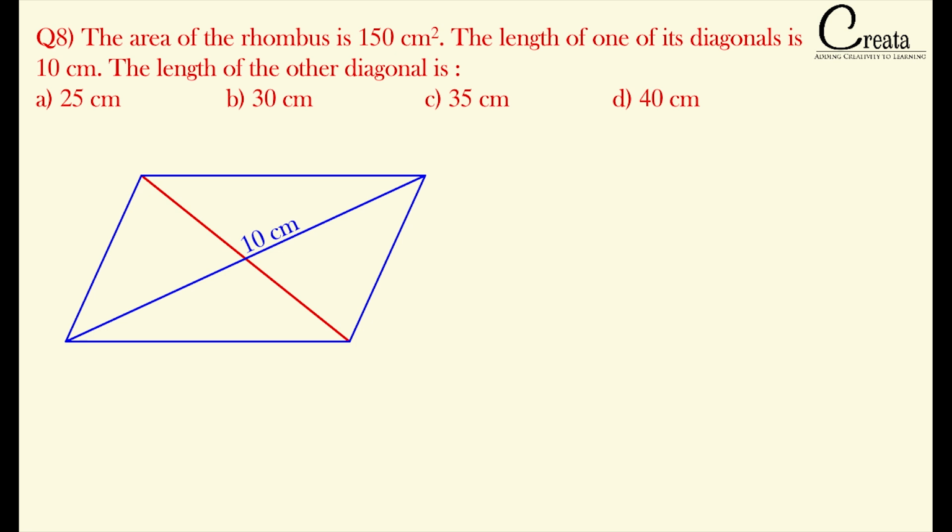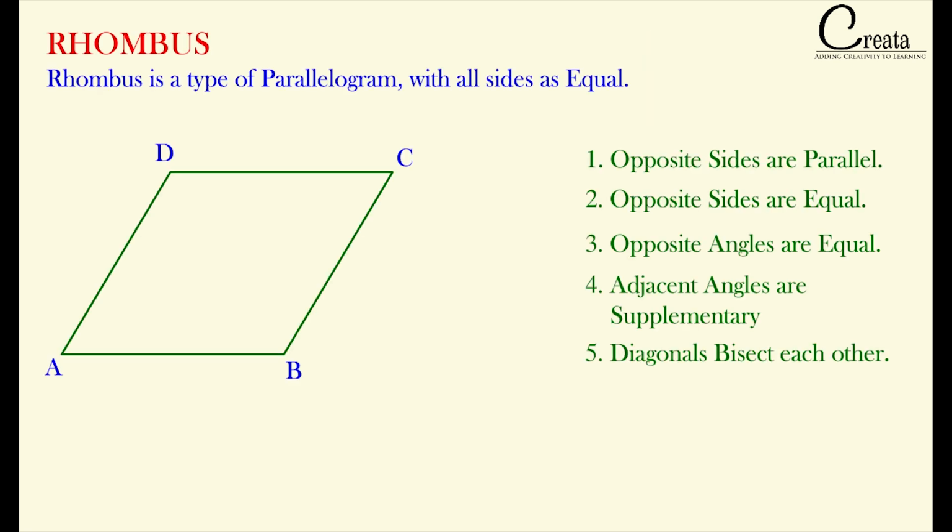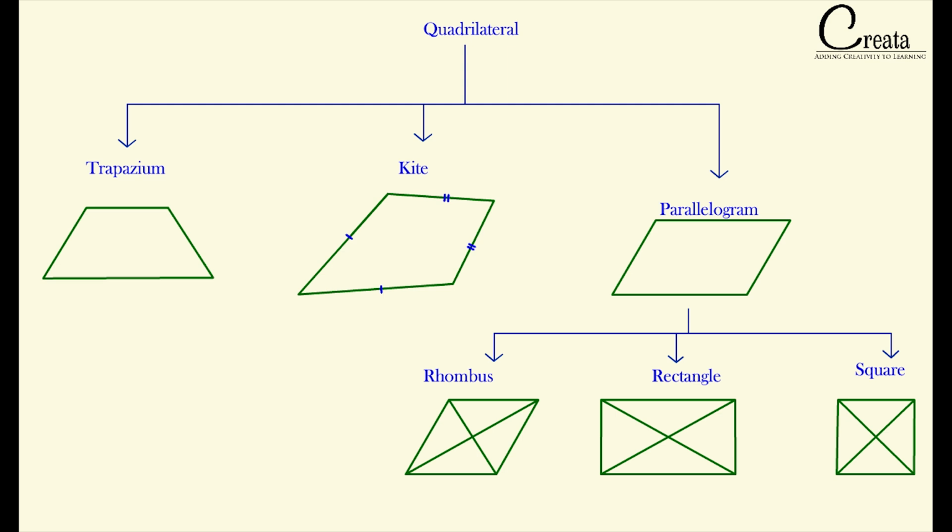So first of all, we will recall what is a rhombus. Okay, rhombus is a type of a parallelogram whose all the sides are equal to each other. Are you able to remember? Rhombus is a type of parallelogram and parallelogram is a type of quadrilateral. Quadrilateral is a polygon which is having 4 sides. Are you able to remember quadrilateral, parallelogram and rhombus?